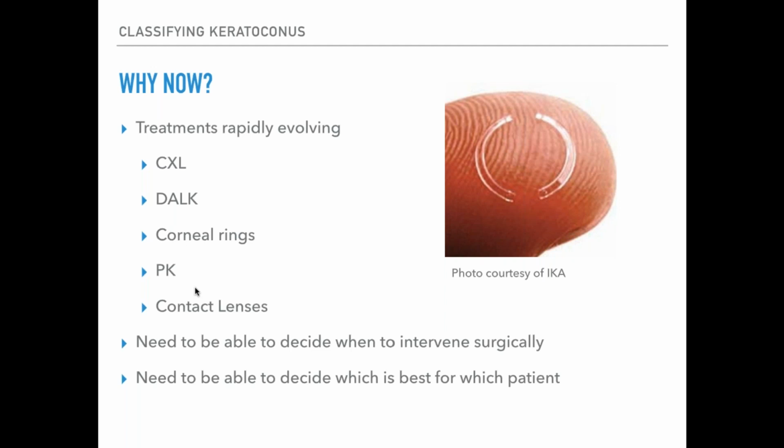So this new classification system, the ABCD classification system, really deals with two things. One is, when do we need to intervene surgically, or when does an ophthalmologist need to intervene surgically? And then which of these surgical treatments is going to be best for that patient? It's not all just PK or no PK. Now we have options that can fit a wide variety of keratoconic patients, and some might be better than others for a certain type of cone or a certain type of cornea.